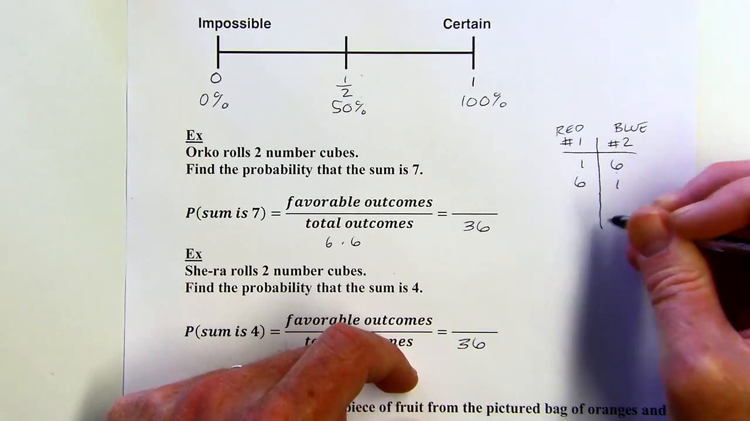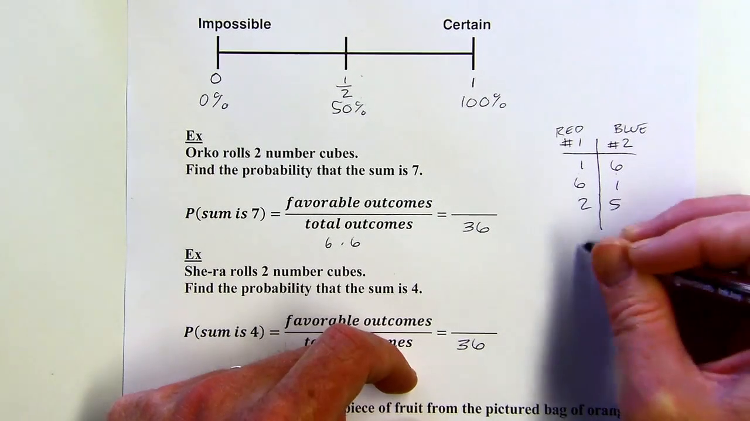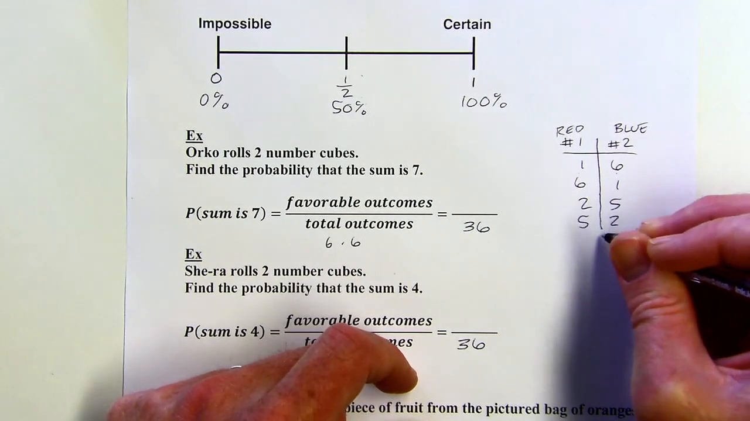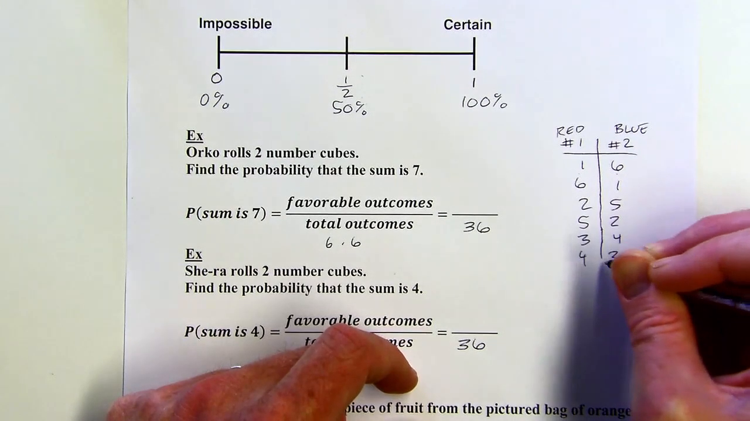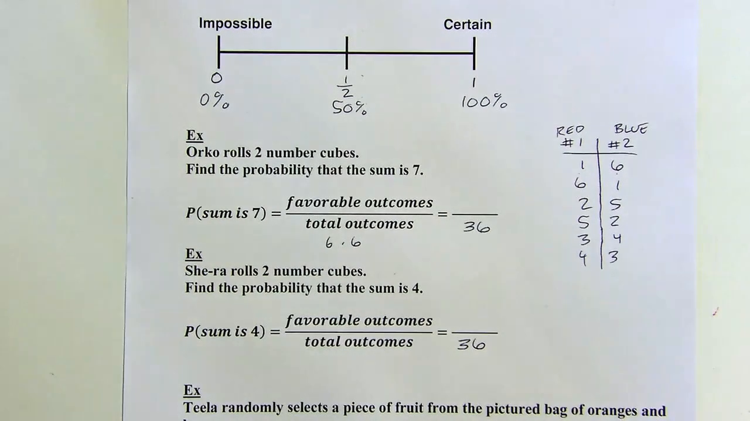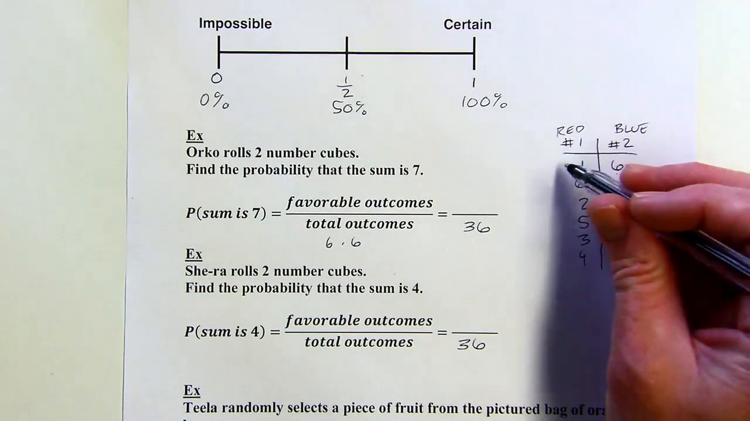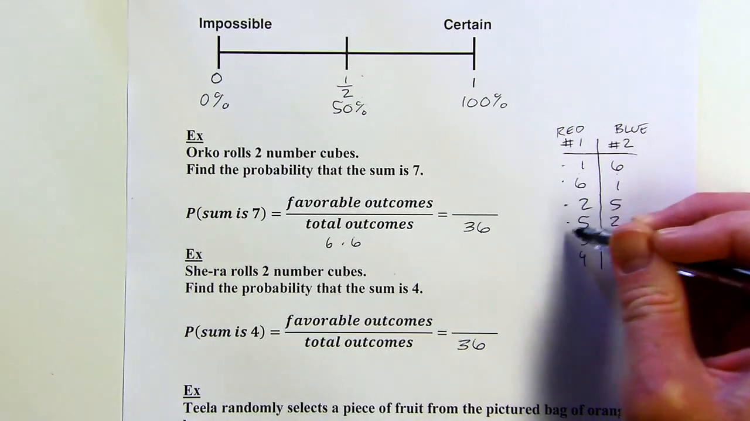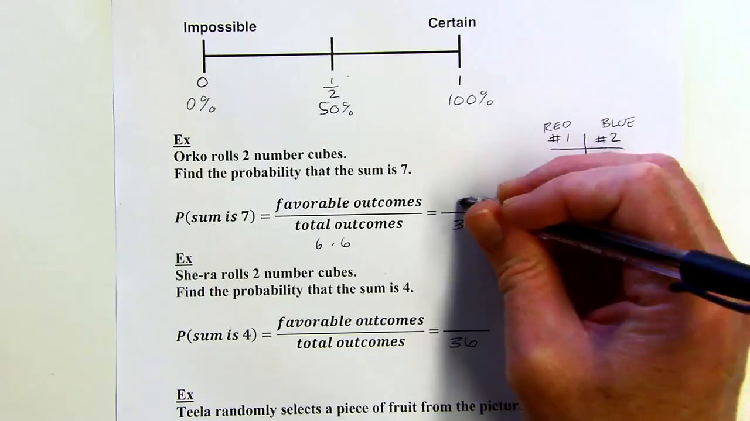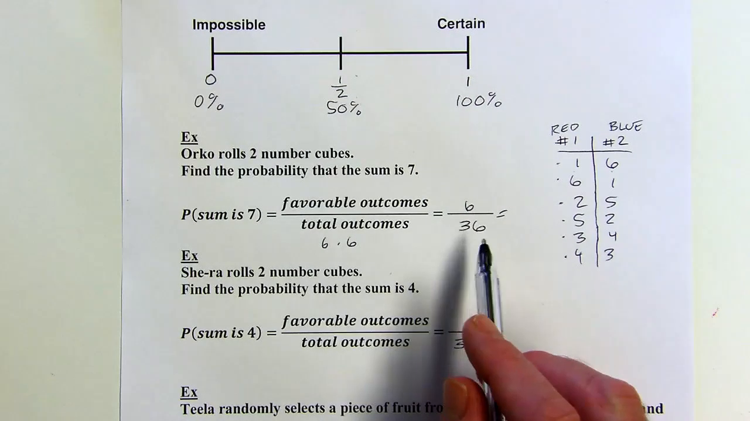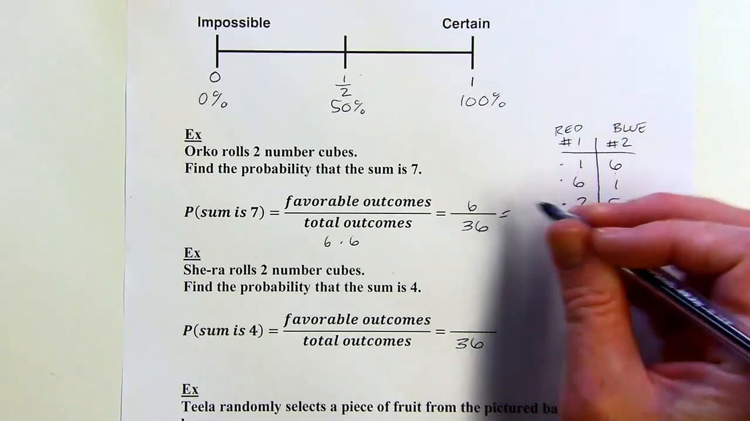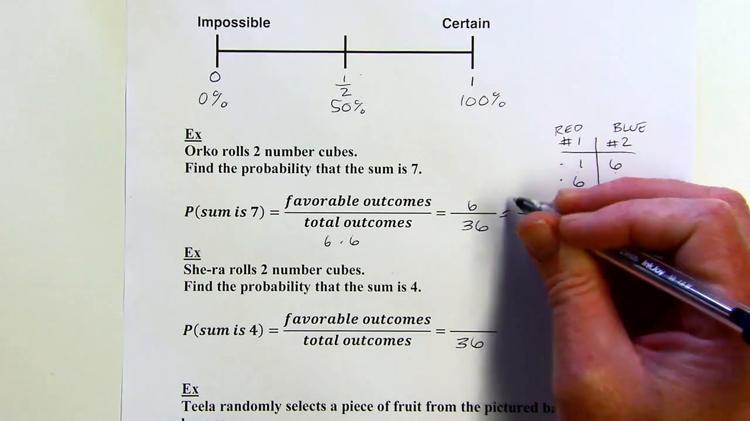So I can get a 7 like that, but we could also do this with a 2 and a 5 or a 5 and a 2. I could do 3, 4, or 4, 3, and that's it, right? Those are all of the different ways. So then I'm just counting them up: 1, 2, 3, 4, 5, 6. That's 6 out of 36. Okay, so that's my probability, but you'd want to reduce this. 6 goes into 6 and 36, so 1/6.